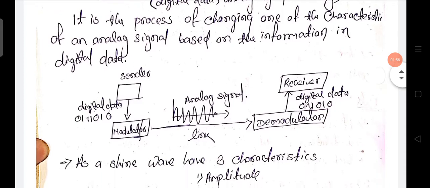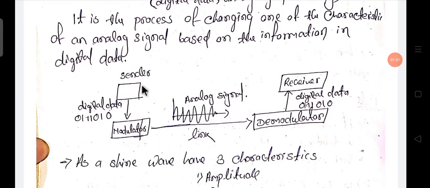Here you see the process. The sender sends the digital data, and inside the modulator the carrier signal or analog signal is varied. The characteristic of the analog signal varies according to the digital data, and it is transmitted through the link. On the receiver side, in the demodulator, the analog signal is removed from the received signal, and we get our original digital data.